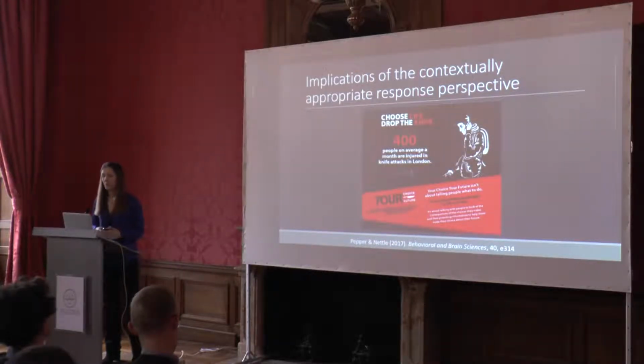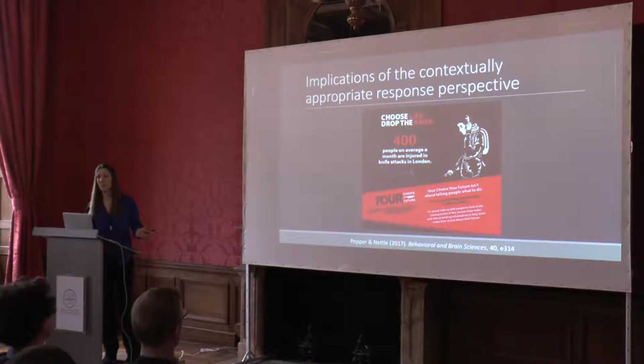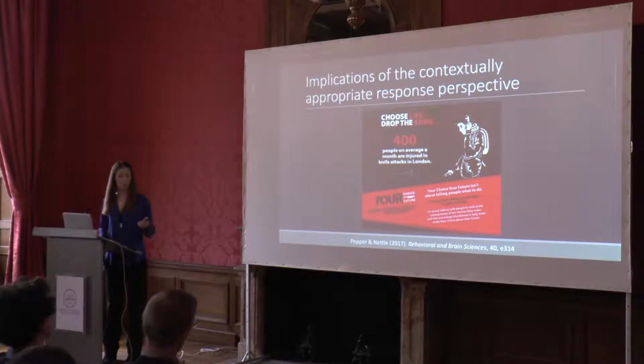It also has implications for the design of public health interventions and campaigns like this one. So if you're a young person in London and you think that you are actually at high risk of being stabbed, perhaps because you live in a neighbourhood with a lot of gangs, then knowing that 400 people on average a month are injured in knife attacks in London is potentially not going to have the effect that we hope as a designer of this campaign. Perhaps what it's going to do is lead you to go away, drink more, smoke more, and generally think, well, screw investing in the future. And that would definitely be a negative unintended consequence of what is otherwise a well-intentioned campaign to try and save lives.